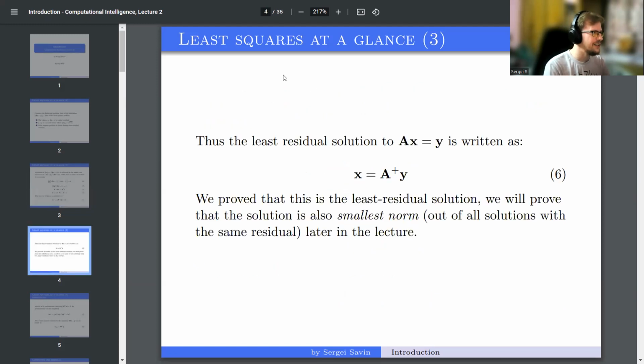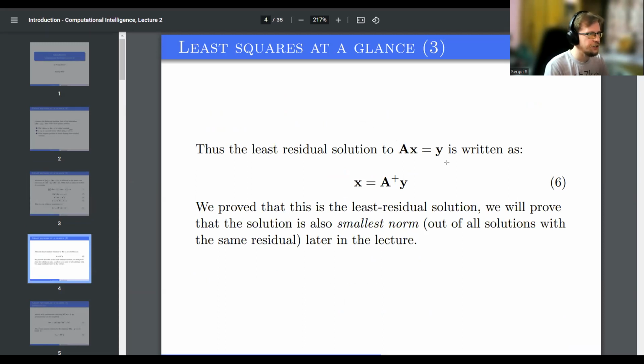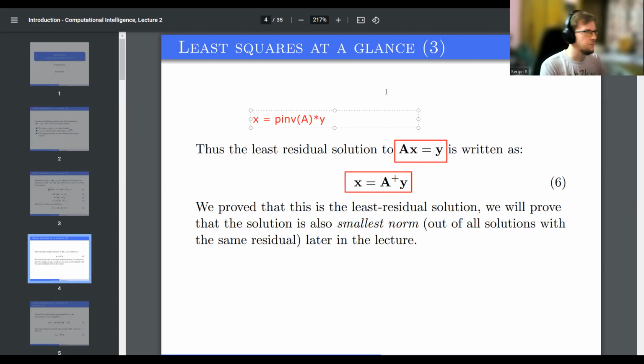Now let us see what we can do with it. First, the least residual solution to this equation is now written this way, right? We want to solve the equation on top, and we solve it this way. That's it. In code, we would write something like x equals pinv of A times y. So that's how we solve equations if we want the least residual solution.